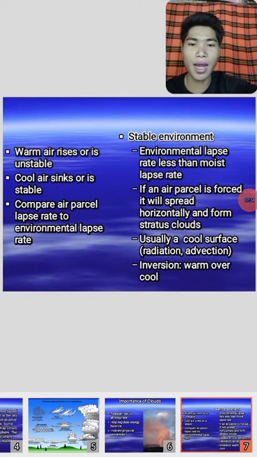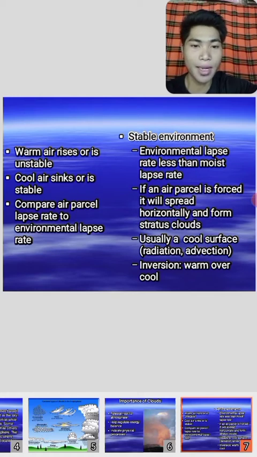And warmer air rises or is unstable. Cold air sinks or is stable. Compare air parcel lapse rate to environmental lapse rate. Stable environment: environmental lapse rate less than moist lapse rate.